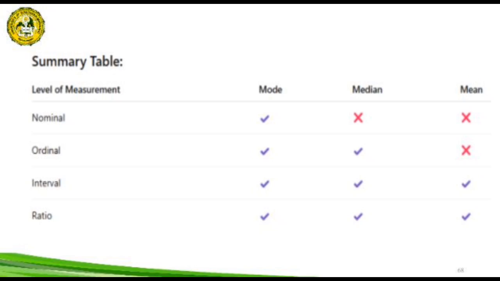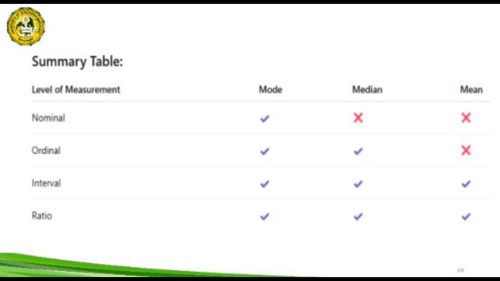First is the nominal. The measure of central tendency appropriate for nominal is only the mode, because we all know that nominal consists of categories, for example, eye color or gender. You can't rank them or average them. So the mode is the only valid one for this level of measurement.